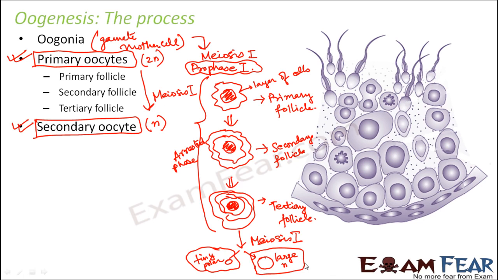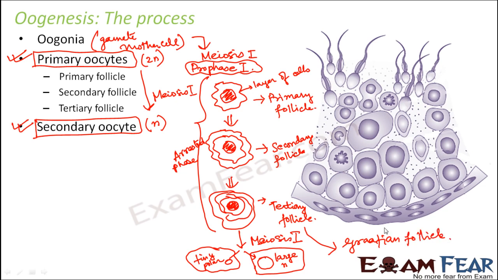So this large haploid secondary oocyte, what happened to it now? Now, when this was formed, by that time, the tertiary follicle also kept on maturing to form a Graafian follicle. So the tertiary follicle became matured to form the Graafian follicle.